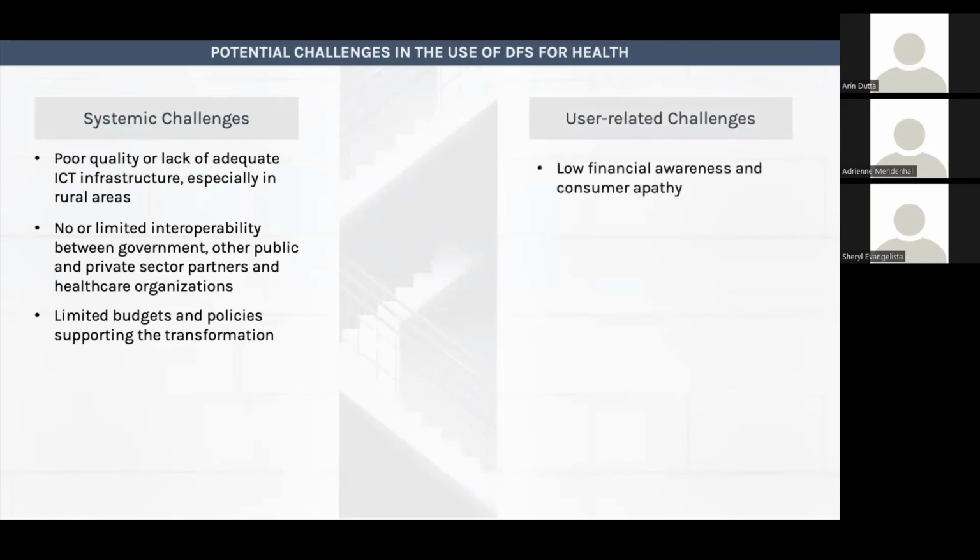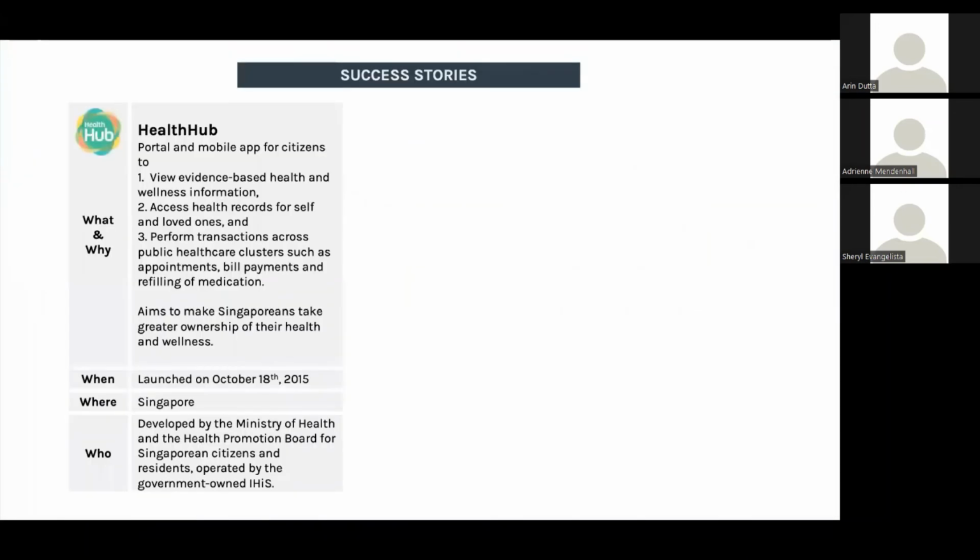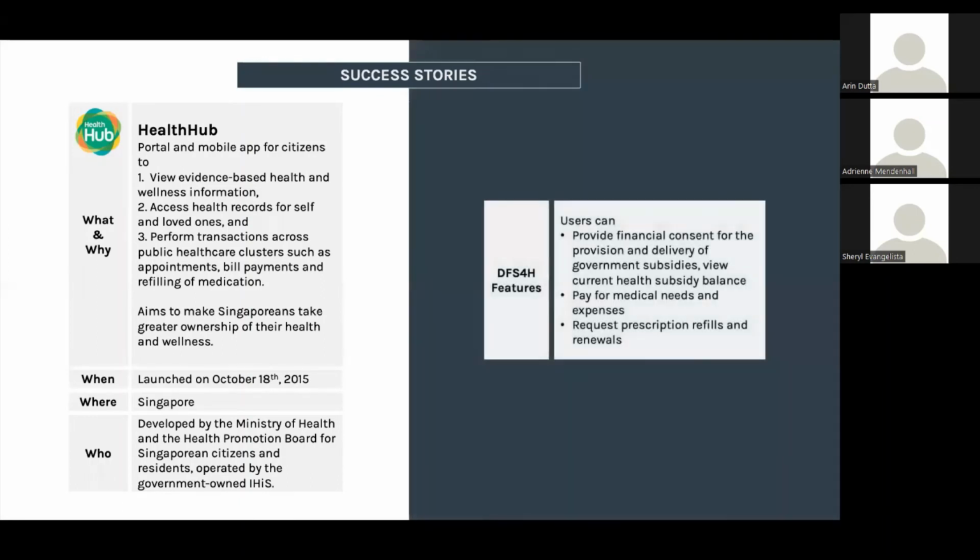On the user side, this could also include low financial awareness, low digital literacy, or there might just be resistance from the program managers as well, and also lack of adequate documentation and unreliable payment challenges. Success stories. Health Hub. This was a model launched by the Singapore government so that people would have better access to their health information. And it allows people, and I'm going to move through these a little bit quickly.